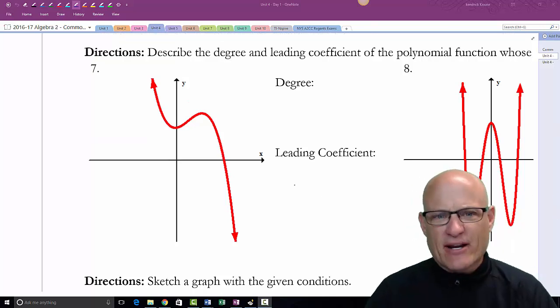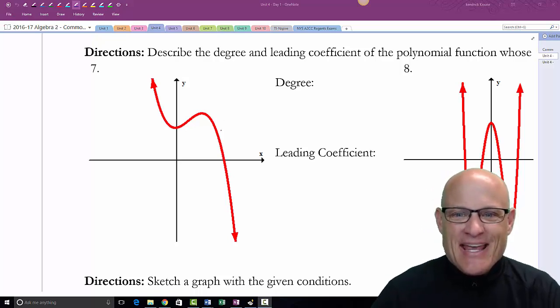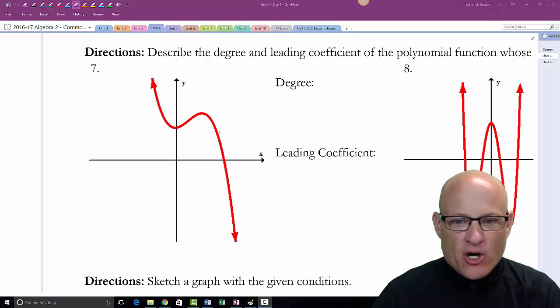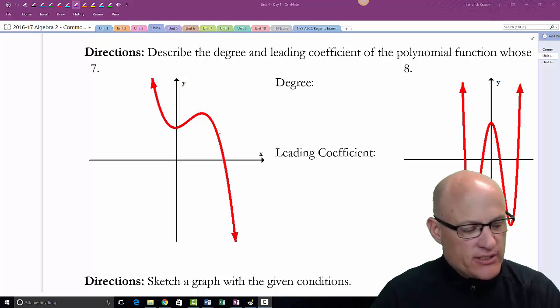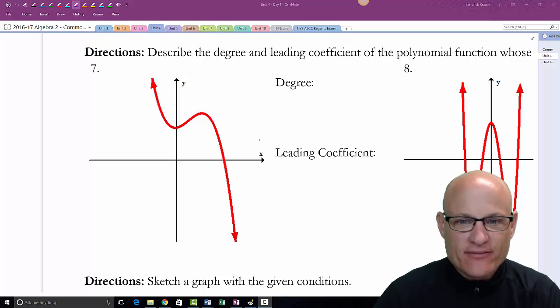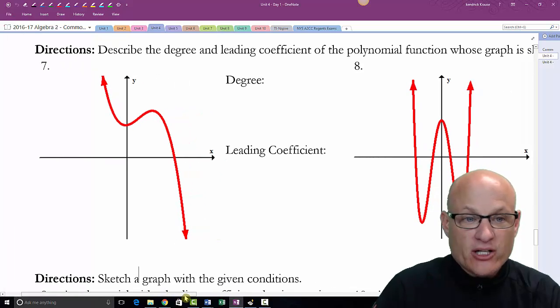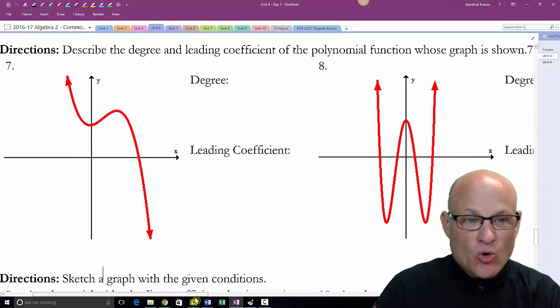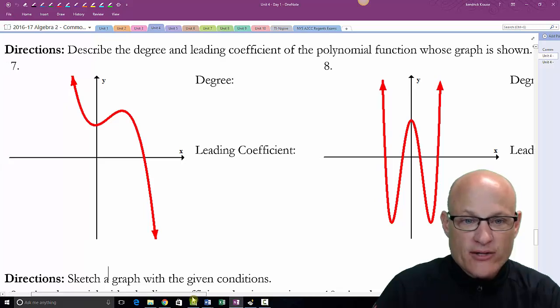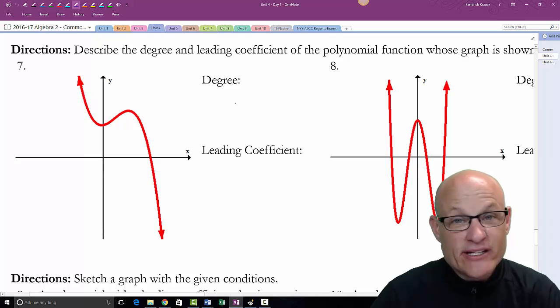All right, so hopefully you're getting a better handle on this. We'll go through this page real quick. All I want you to do on these problems is tell me whether the degree is odd or even, and whether the leading coefficient is positive or negative.